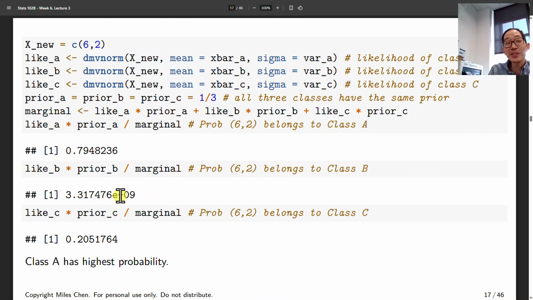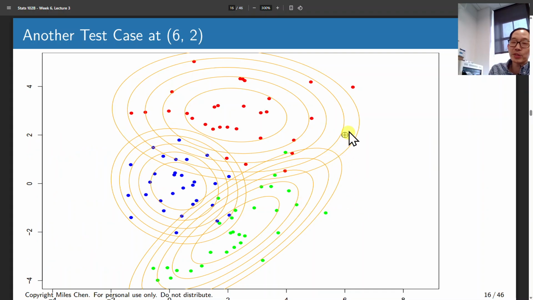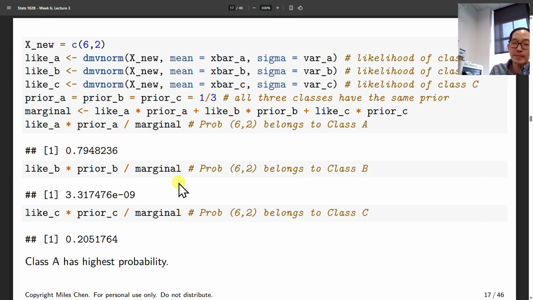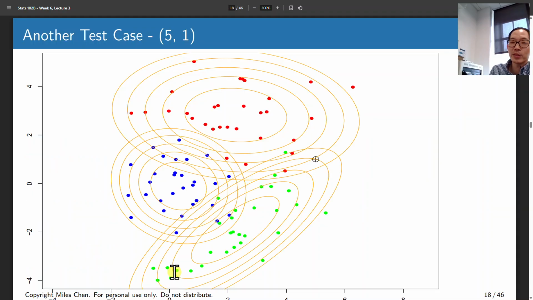For B it's basically 0, 10 to the minus 9. I don't want to say 0, but really, really tiny, 1 in a billion kind of probability. And then the likelihood that it came from C is around 20%. So around 80% class A, 20% class C, and almost 0 for class B. Okay, so class A has the highest probability. Okay, all right, what about this?